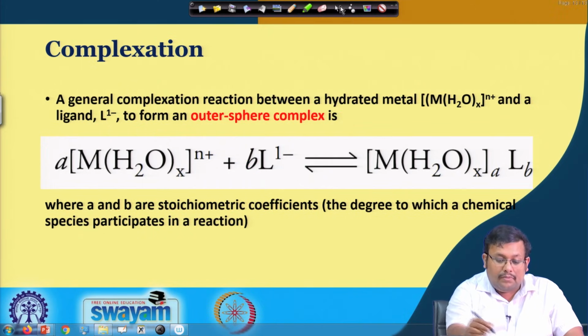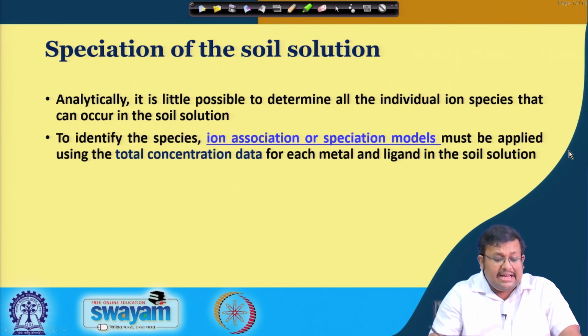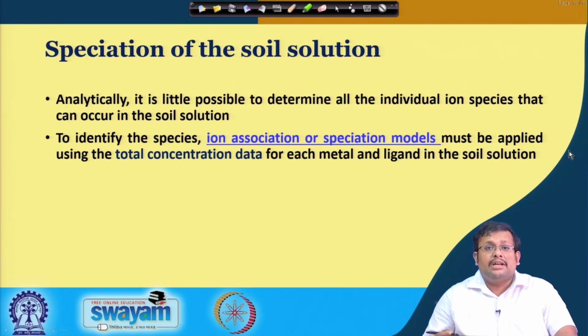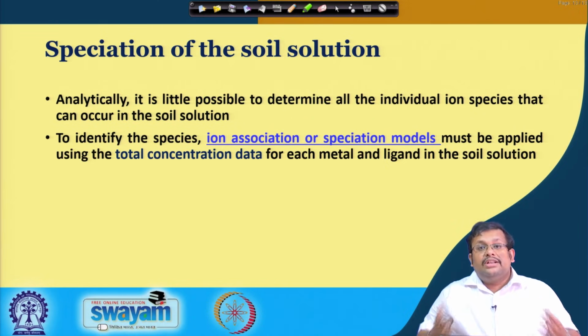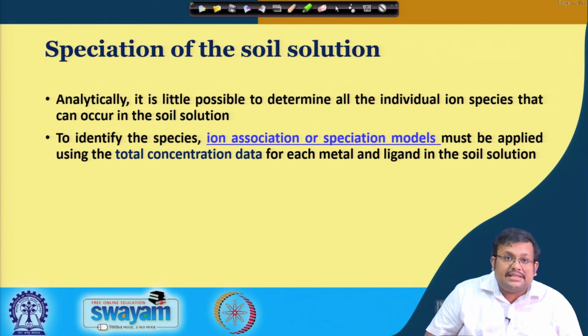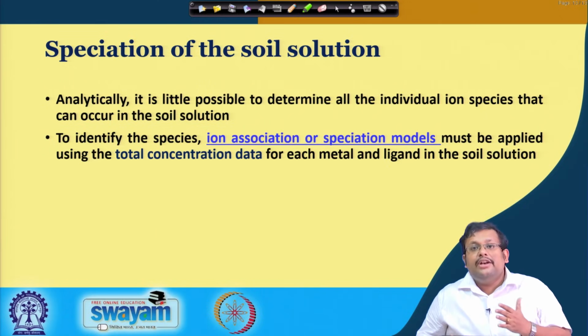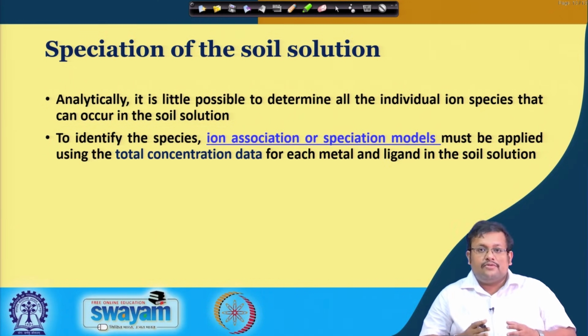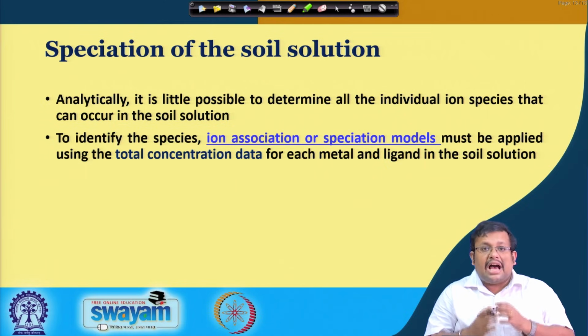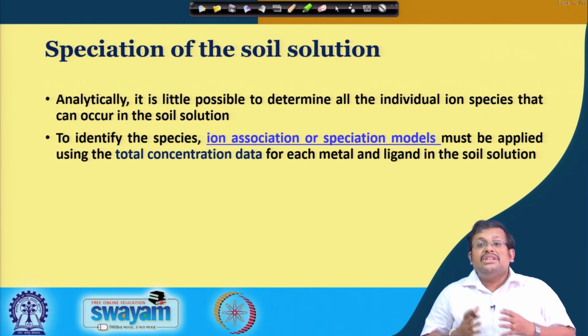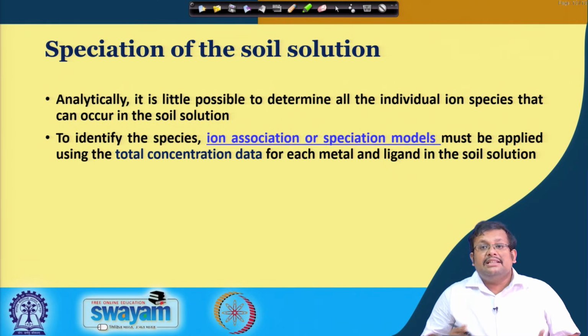So, this is the complexation, and in case of speciation of the soil solution, analytically it is hardly possible to determine all the individual ion species that can occur in the soil solution. I have already told you that in situ measurement of the intensity factor is somewhat difficult. So, to identify the species, an ion association or speciation model must be applied using the total concentration data for each metal and ligand in the soil solution.